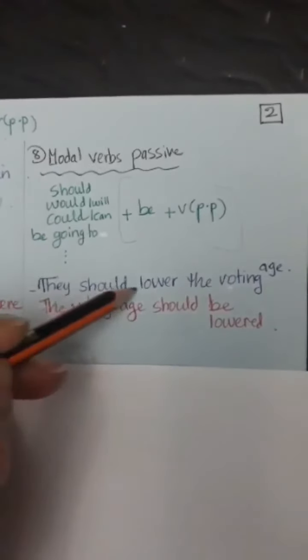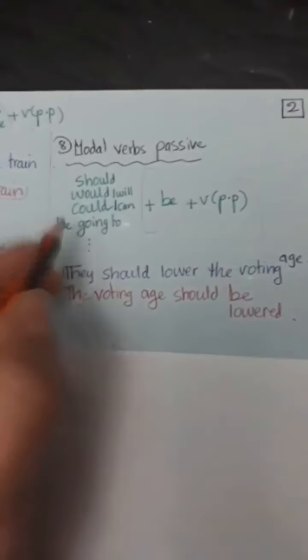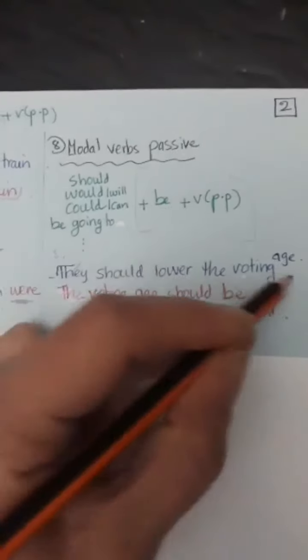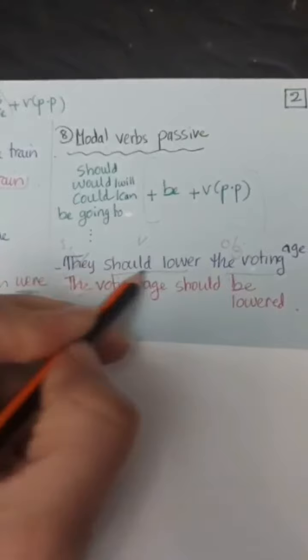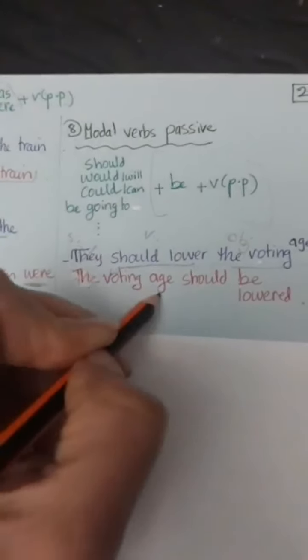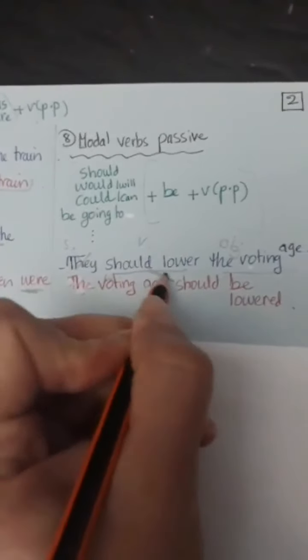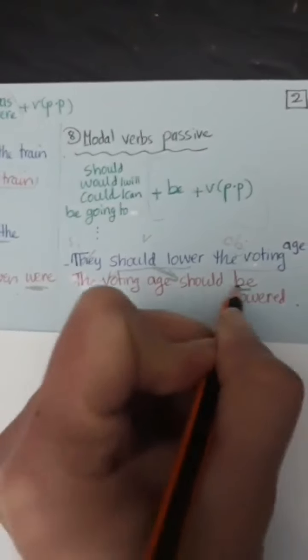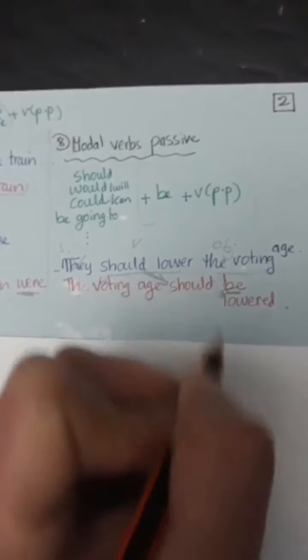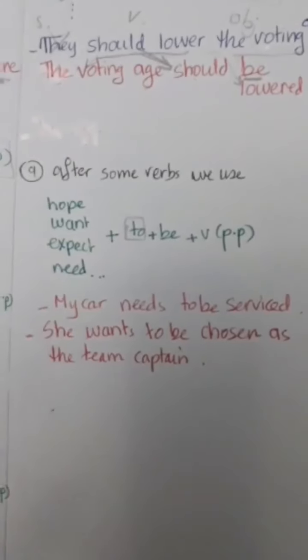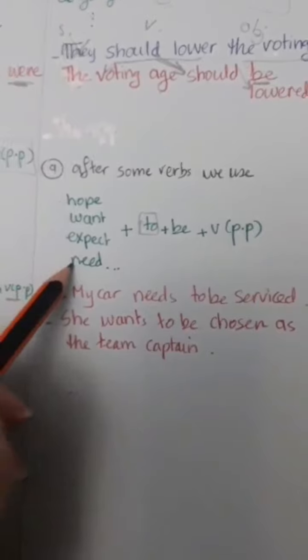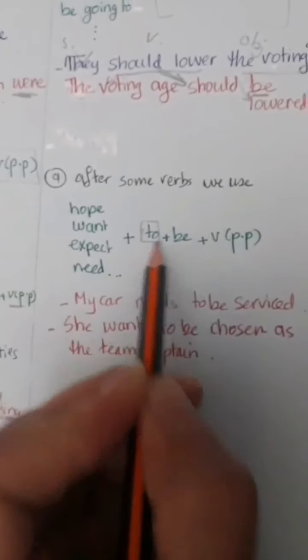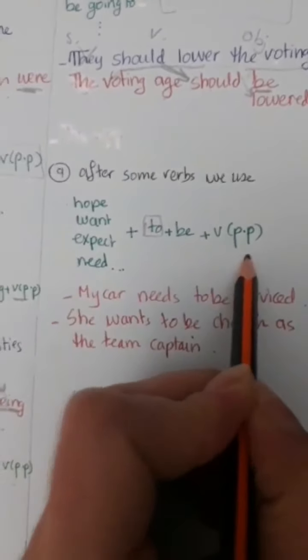They should lower the voting age. They is the subject. The voting age is the object. Should lower is the verb. Omit the subject and move the object to the beginning of the new sentence. The voting age should, according to the rule, must be followed with be. Should be lowered, with lowered as the past participle form of the verb. Finally, after some verbs like hope, want, expect, need, we use to with be with the past participle form.